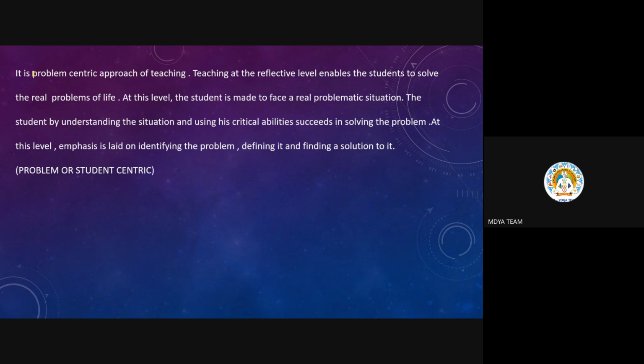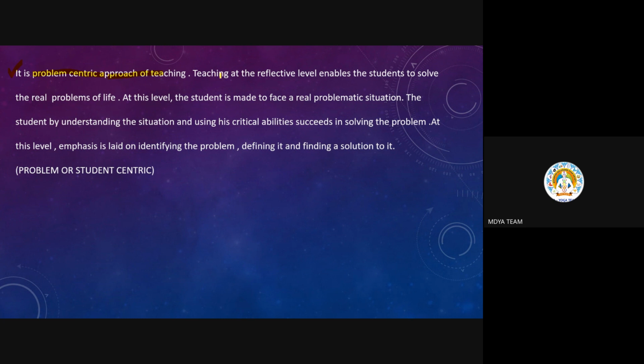And RLT is a problem centric approach. You are presented with a problem. Suppose here in this class you all are studying for your NET examination. Here this is problem centric in a way that we know what we have to achieve after studying this. So all these classes are designed in a way that they will help you to crack the examination. So it is a problem centric approach of teaching.